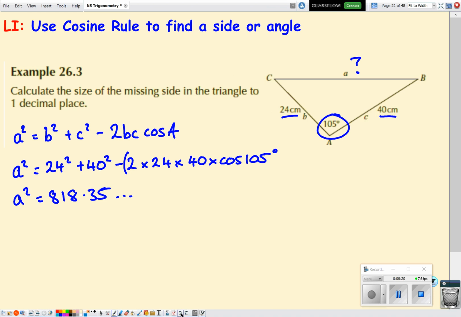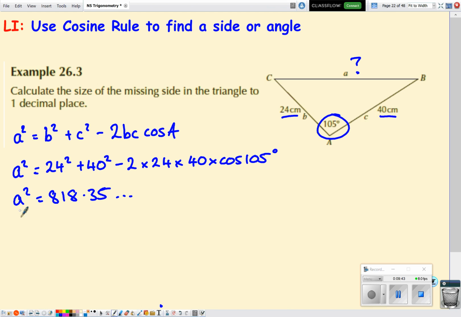So please get in touch if your calculator's not giving you the expected answers, and I'll be able to help you out with that. Now, let's continue on. Obviously, this side BC is not of the order 818 centimetres. I would please ask you to exercise a lot of common sense when it comes to these.